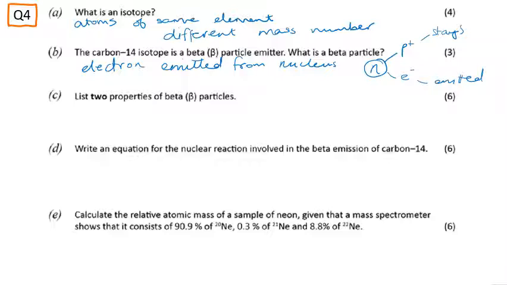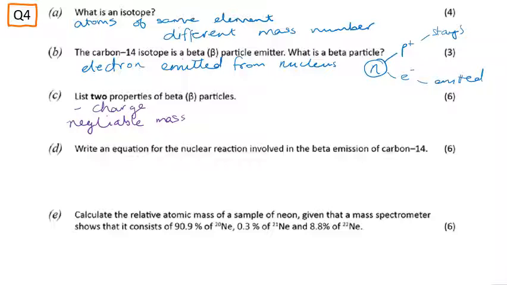List 2 properties of beta particles. So, first of all, if we can't remember exactly the properties of a beta particle, we know that they're just made up of an electron. So first of all, it's going to have a negative charge. Second thing we could say is that it has a negligible mass, meaning that its mass is practically zero in comparison to a proton or a neutron, or in comparison to the atom it's being released from.